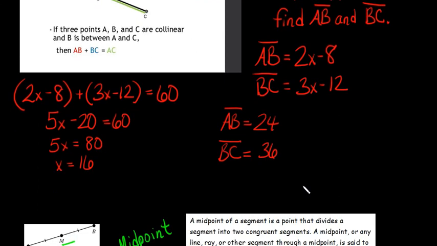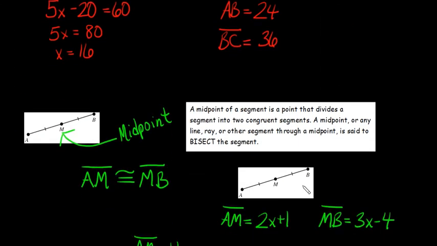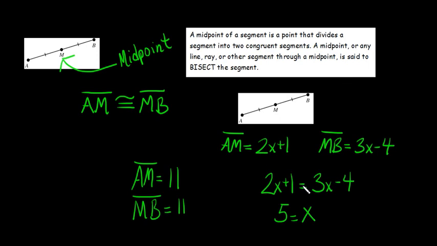All right, if we move on down, we're going to talk about midpoints. A midpoint of a segment is a point that divides a segment into 2 congruent segments. That means they're equal. A midpoint, or any line, ray, or other segment through a midpoint, is said to bisect the segment. So since this is the midpoint, segment AM is congruent to segment MB.